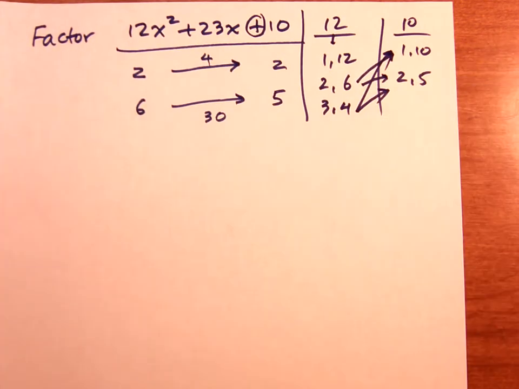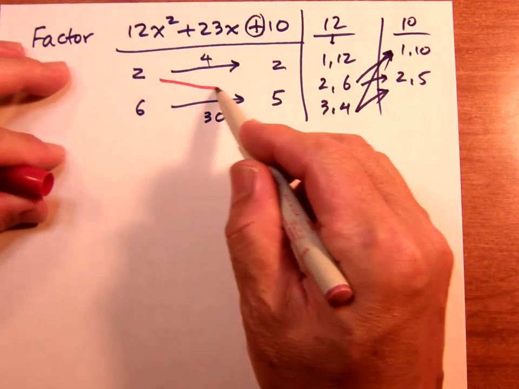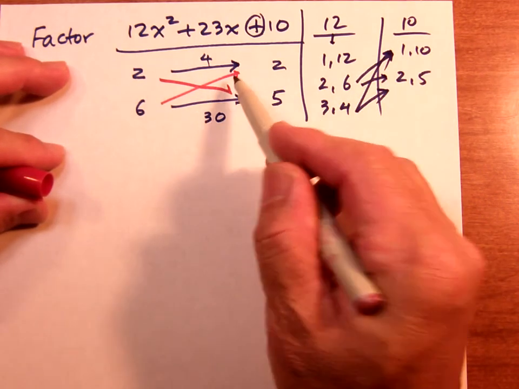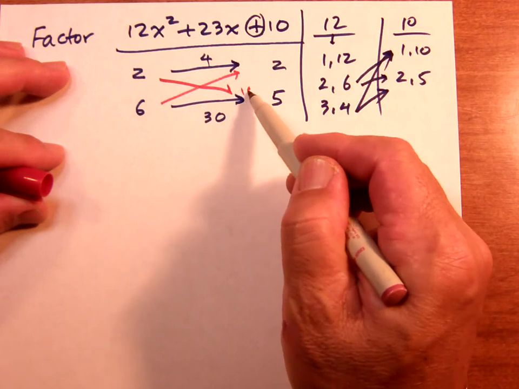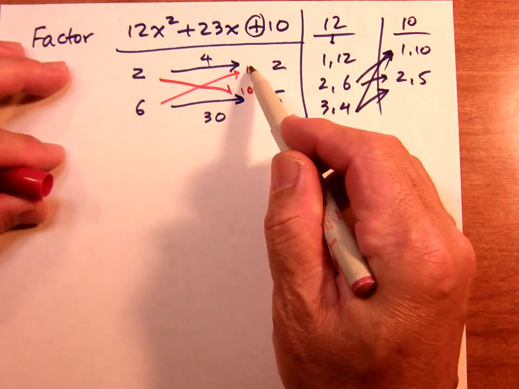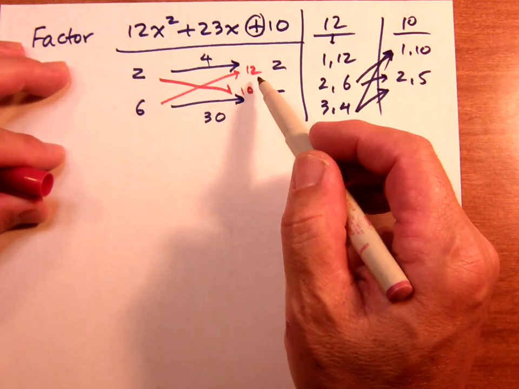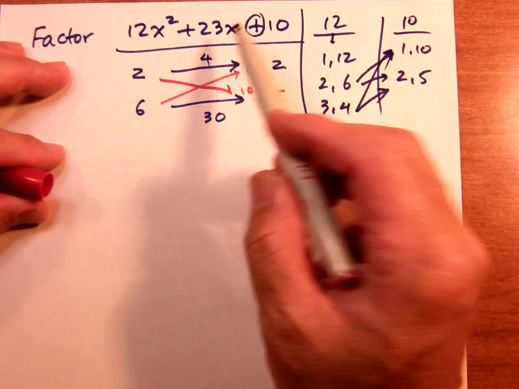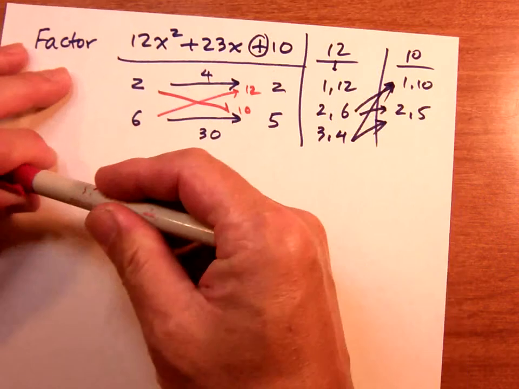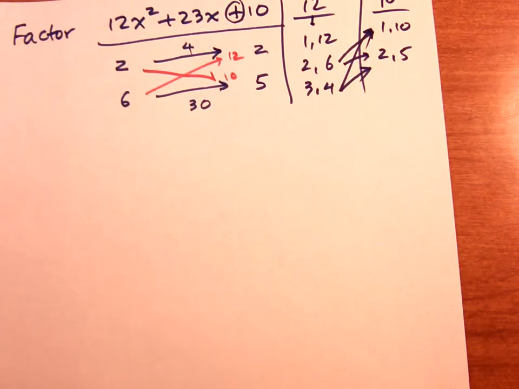What we can try then is, what if we go the other direction, like here and here? 2 times 5 is 10. 2 times 6 is 12. Well, it's close, but close is not good enough. We've got to come up with exactly 23. So this doesn't work. Okay, then let's try something else.